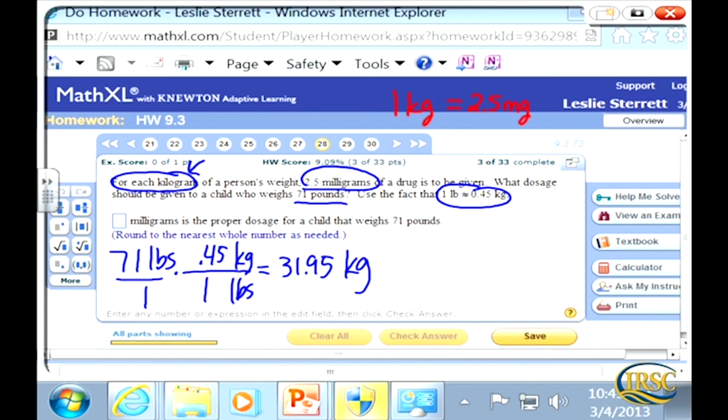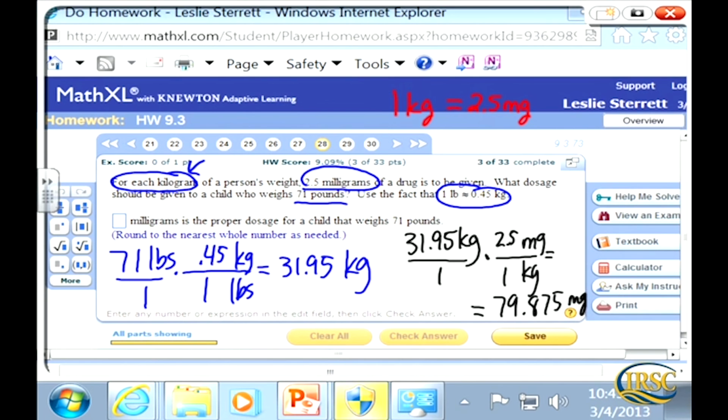So notice I created my own little conversion. It's not a part of our charts. It's what's given in the information. So now, start with the weight, 31.95 kilograms over 1. And as far as converting it to how much of the drug, I'm going to use these units now. Kilogram goes in the bottom, milligrams up top, and so 2.5 over 1. So now take your weight and multiply it times 2.5. 79.875.